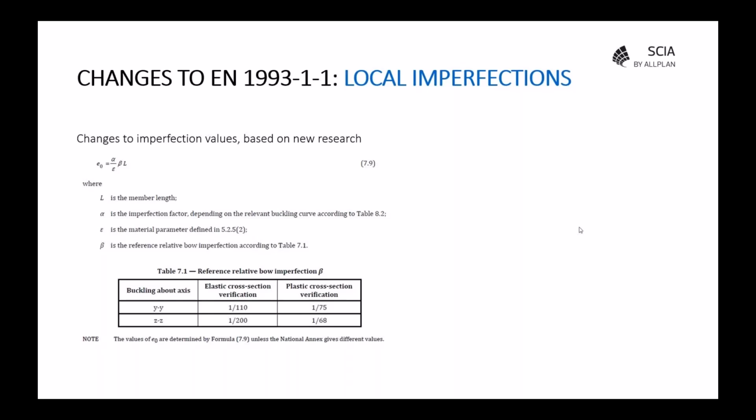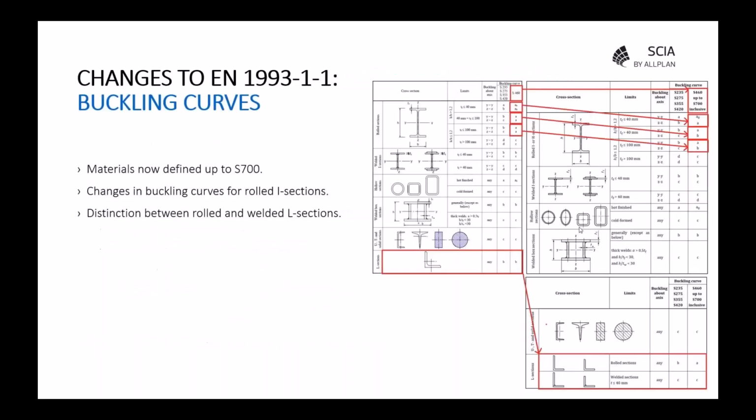And then for the buckling curve, they have added rules for the material strengths up to S700. So this is another change of the 112 part being integrated. And then there's some small changes in buckling curves for the I section, and a distinction has been added in handling rolled L sections and welded L sections.